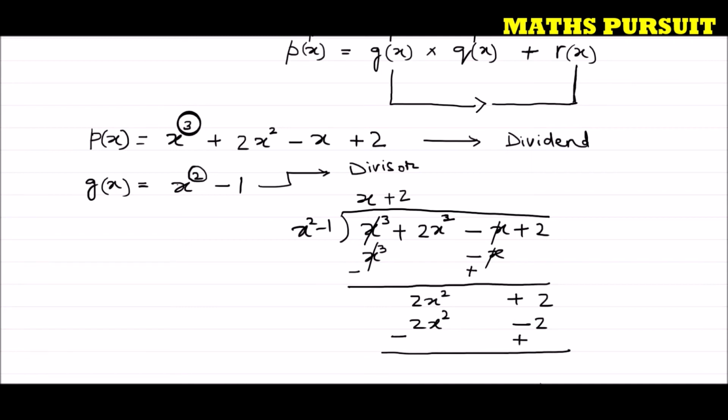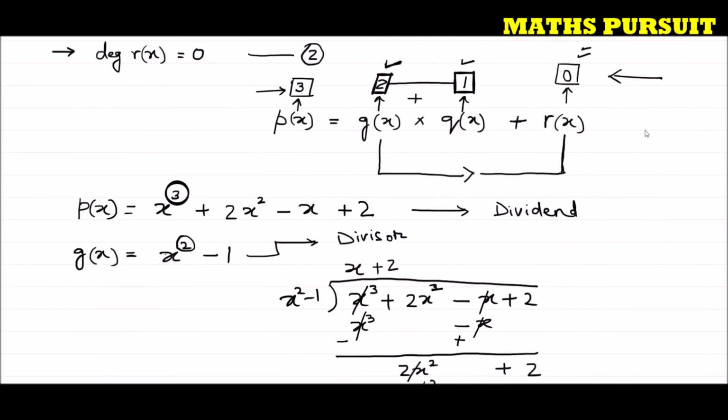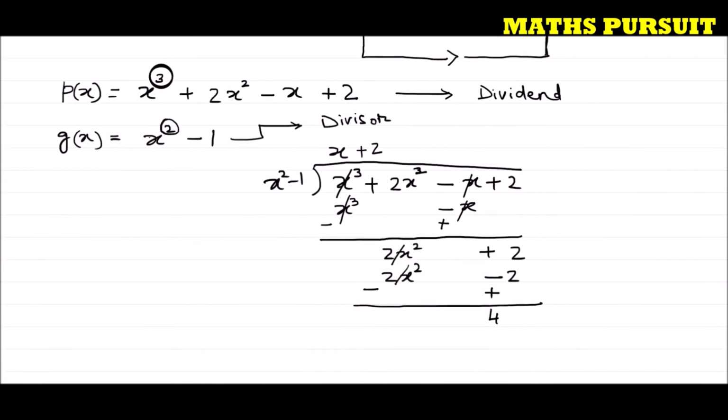So guys, what you see, 2x to the power 2 and minus 2x to the power 2, it cancels out, and we are left with plus 2 and plus 2, we are left with 4. Now guys, there is a rule, you very well know that g(x) should always be greater than r(x), or in other words, our division will stop when we see that the remainder is less than g(x).